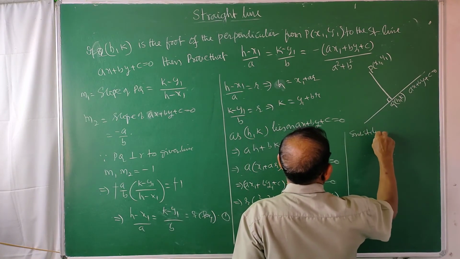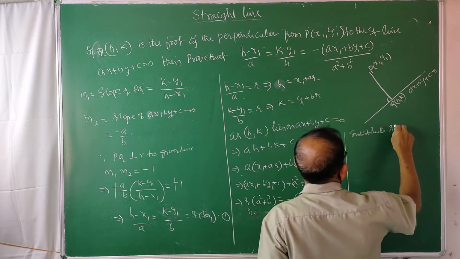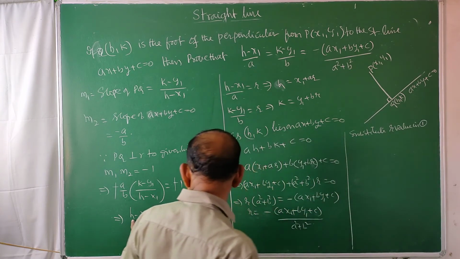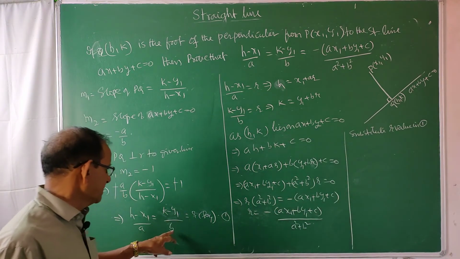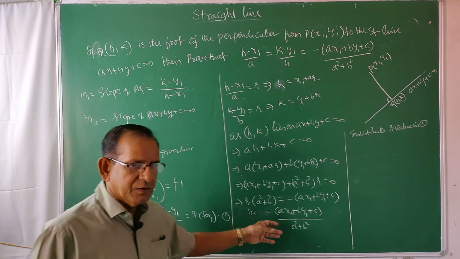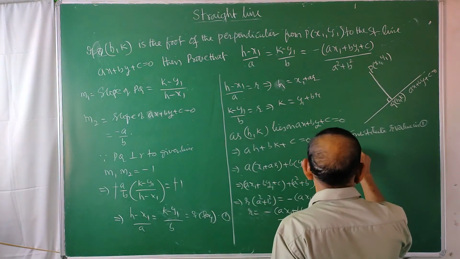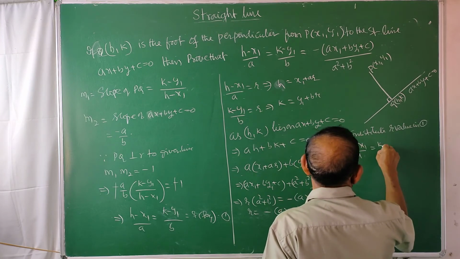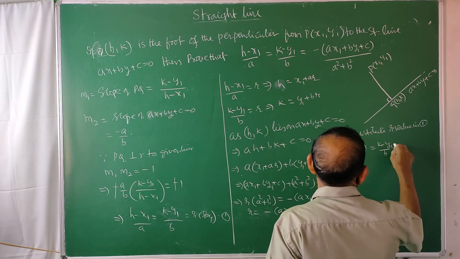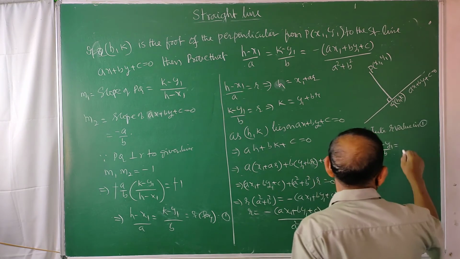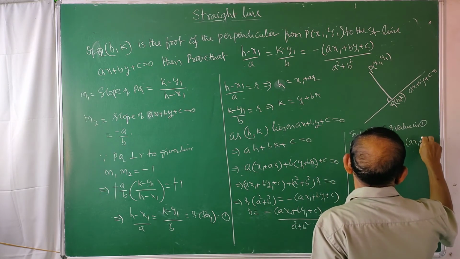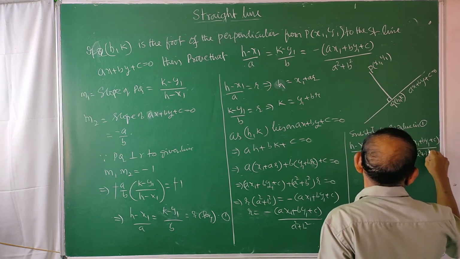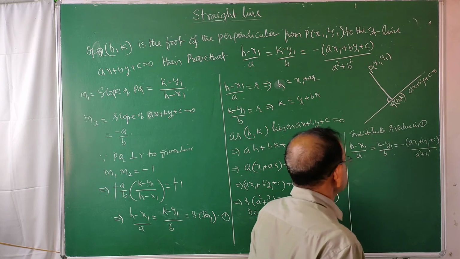Substitute R value in 1. That means h minus x1 by A is equal to k minus y1 by B is equal to R, but R value you have to write this. That implies h minus x1 by A is equal to k minus y1 by B is equal to R. R is minus of AX1 plus BY1 plus C by A square plus B square. So that is the result required.